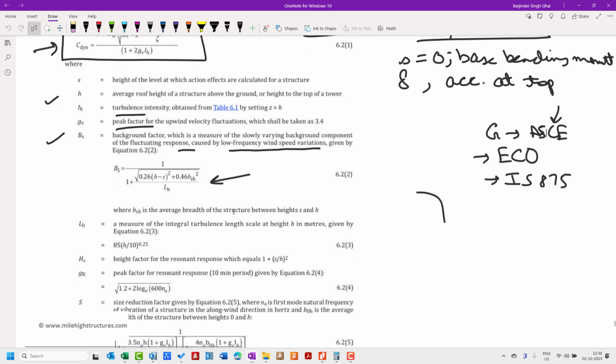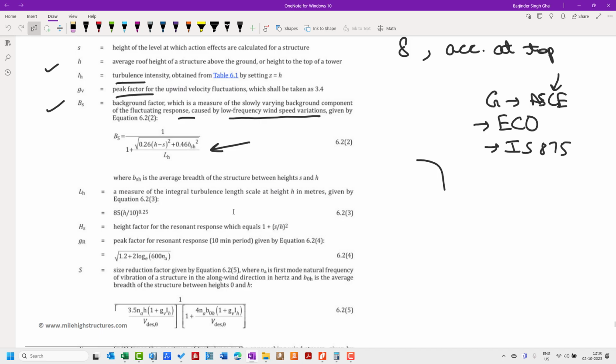After that, LH is a measure of the integral turbulence length scale. This equation is also used all across the world: 85 s to the power 0.25. After that, the peak factor for resonant response for a 10-minute period is given by this equation. So this equation is also used in the other standards.